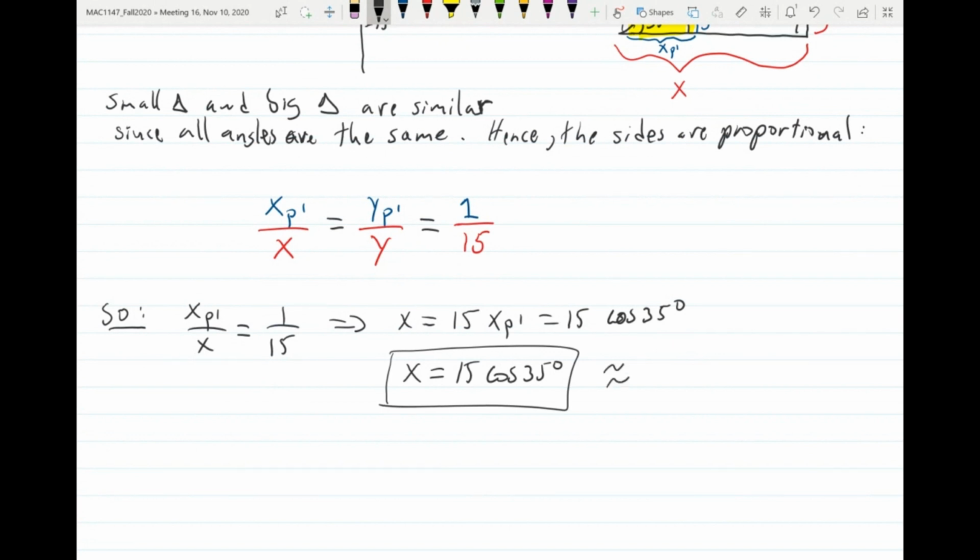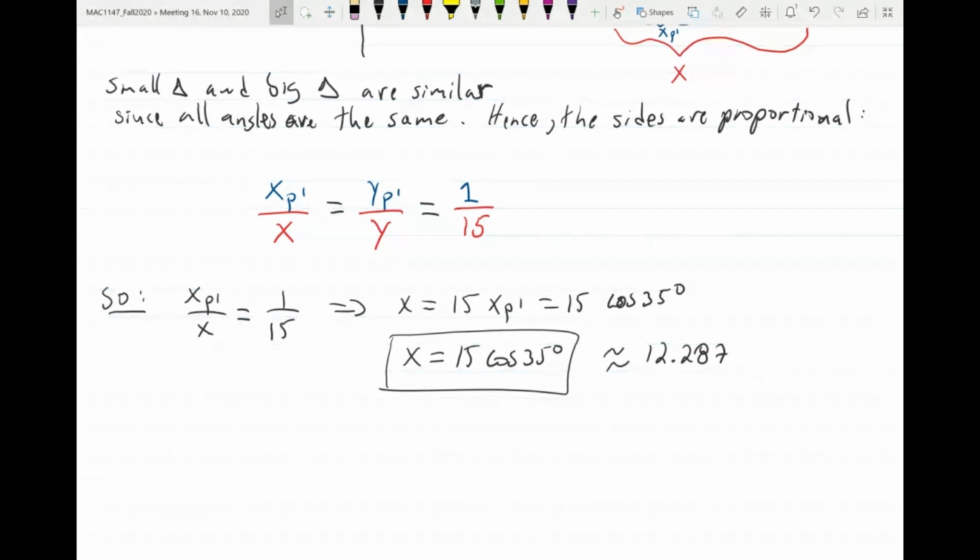And if you want, you can approximate it. So practice using your calculator. Make sure that it's in degree mode. Notice that we have degrees. So 35, hit cosine, times 15. So this is about 12.287. Okay. And then if you want to know what is y, then we can use the middle with the last term.